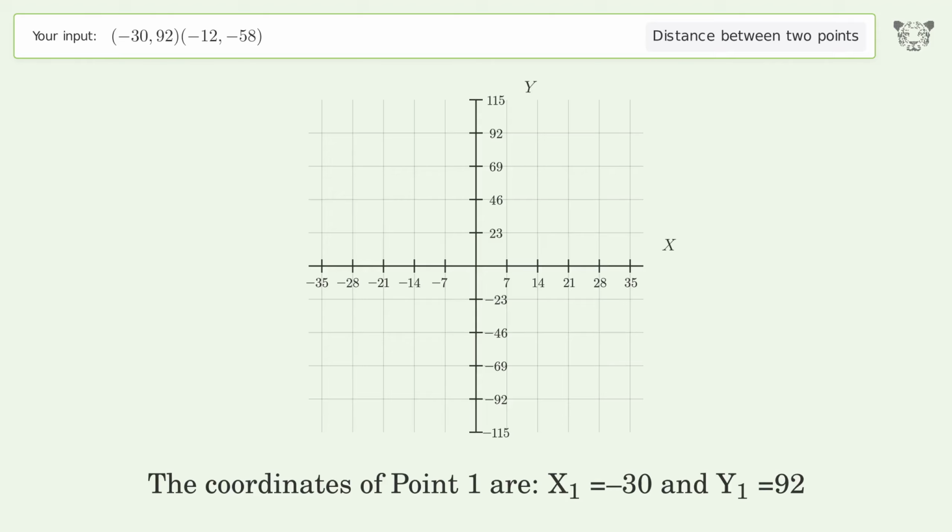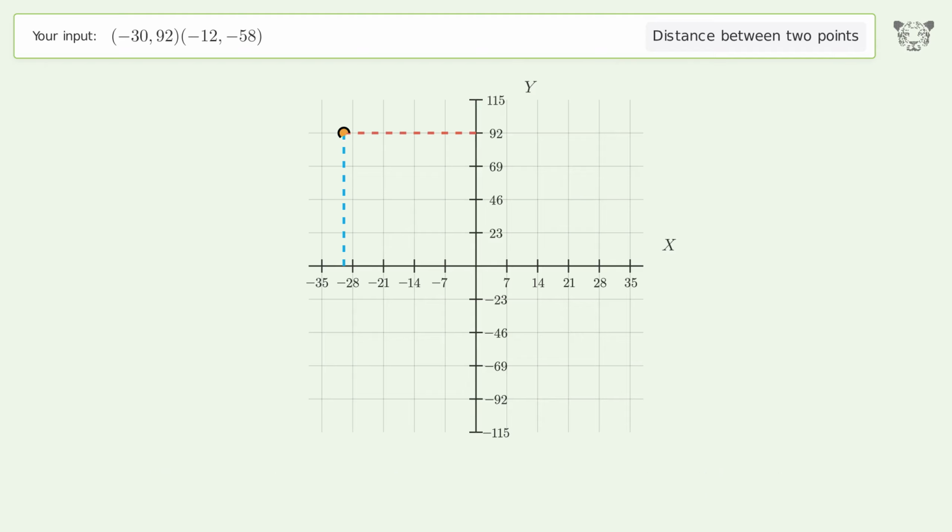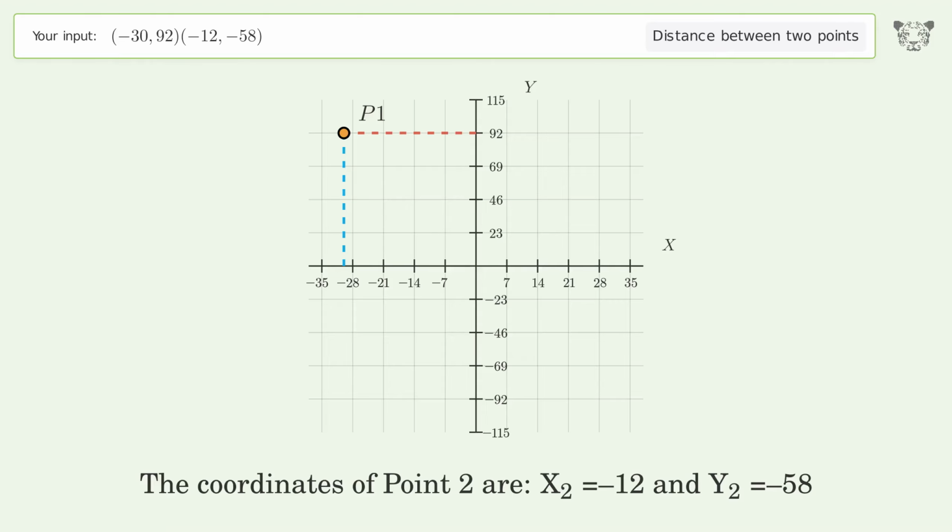The coordinates of point 1 are, x1 equals -30 and y1 equals 92. The coordinates of point 2 are, x2 equals -12 and y2 equals -58. D is the distance between the 2 points.